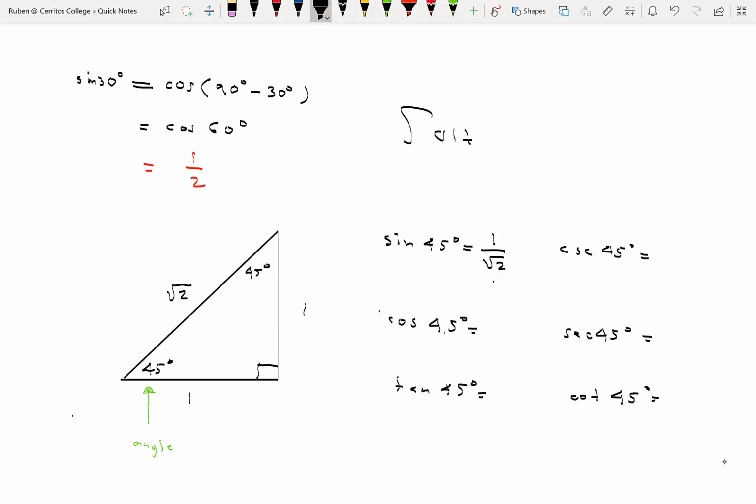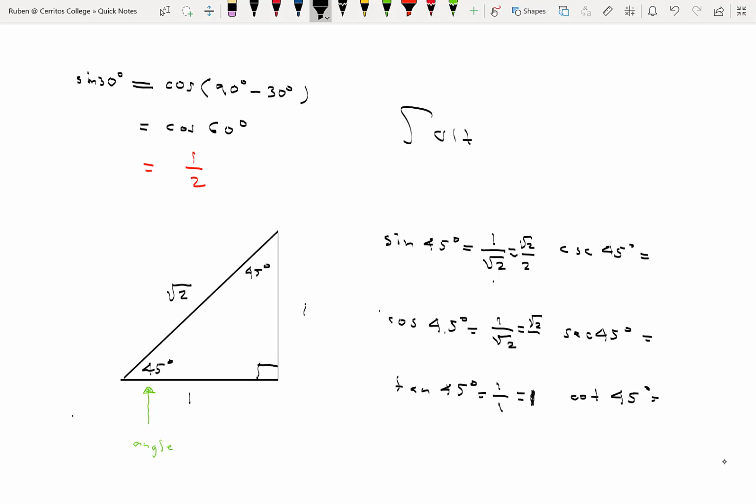So just to let you know which one I'm using for SOHCAHTOA, the cosine is adjacent, 1 over radical 2. The tangent is opposite over adjacent, so the tangent is 1. Tangent is 1. It's a funny looking one. If you rationalize the denominator for 1 over the radical 2, you get radical 2 over 2.